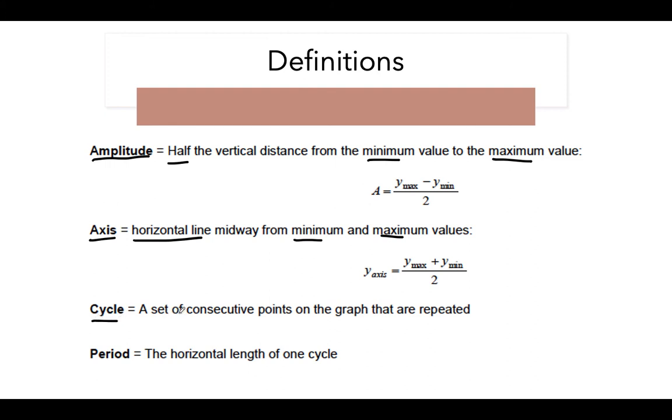A cycle is a set of consecutive points on the graph that are repeated. So you will notice that sinusoidal function is a cyclic graph. And then period is the horizontal length of one cycle. So far, we've found the period to be 2 pi for sine and cosine. But for tangent, it was just pi.